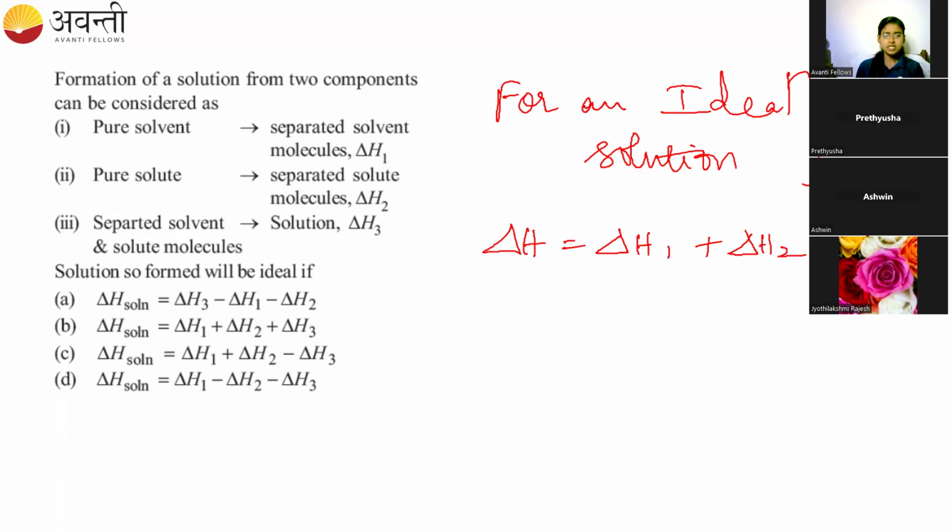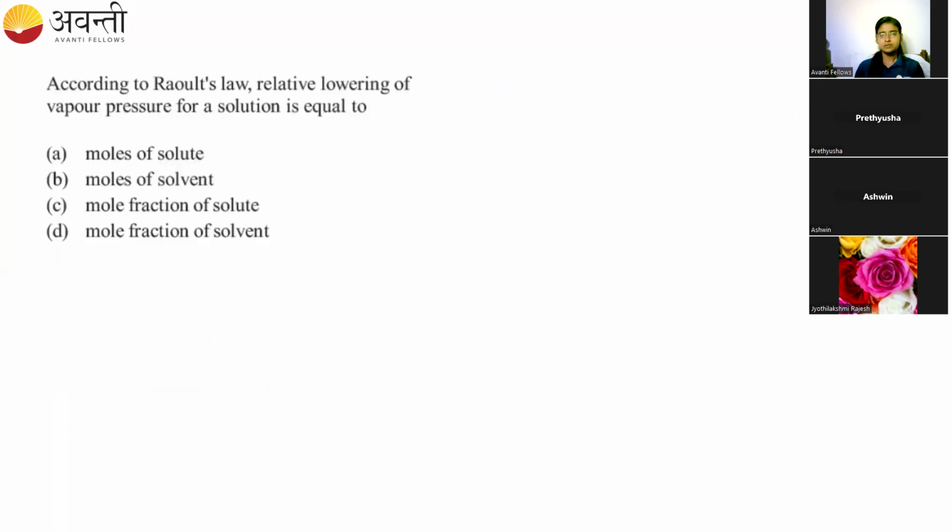So which is the correct answer? Option B is the correct answer. So delta H of the solution is equal to the sum of the enthalpy values. Got it? So moving on to the next question.